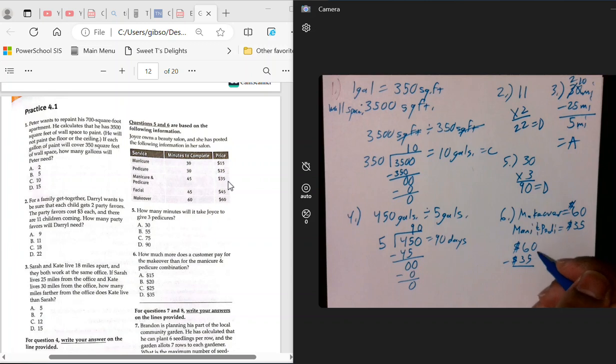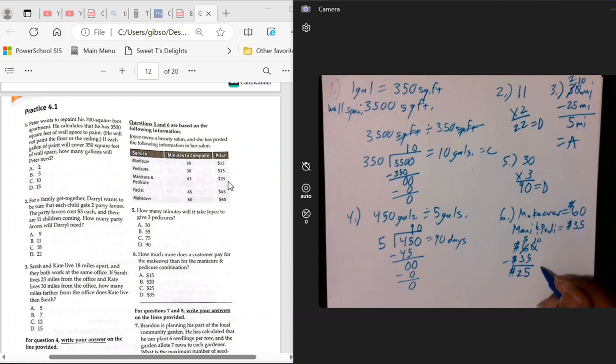You know we cannot subtract 5 from 0. We could borrow 1 from this 6 and make it a 5, and the 0 becomes 10. 10 minus 5 is 5. 5 minus 3 is 2. So it's $25. So that would be C.